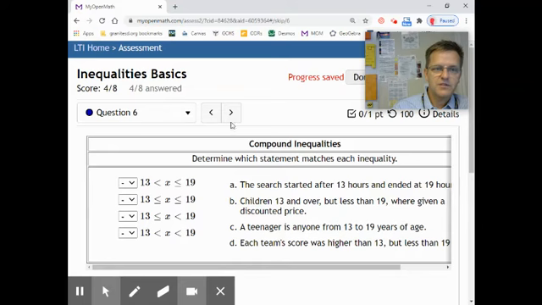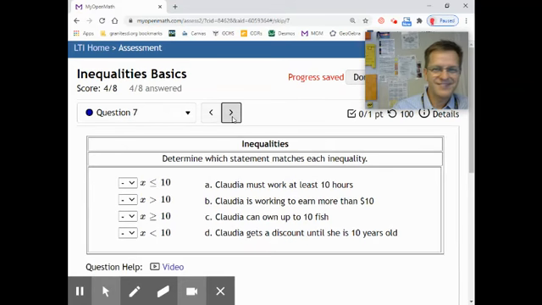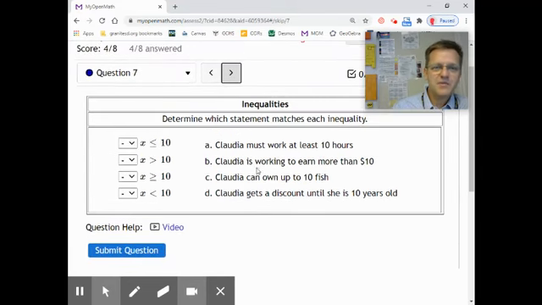Oh, this is the exact same question over again. See if you can do it twice. All right, how about this one? Claudia must work at least 10 hours. At least 10 hours. That means 10 hours or more.